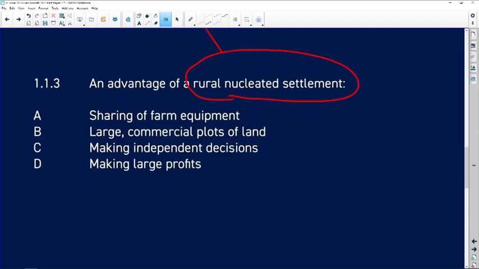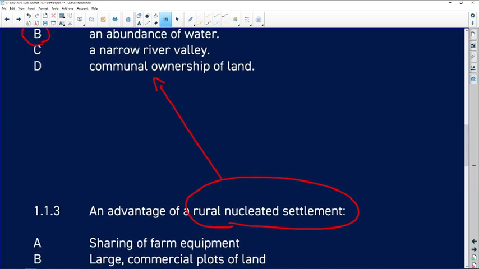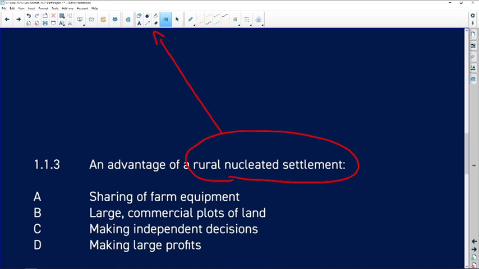Now, if we quickly have a look at question 1.1.3, advantage of a rural nucleated settlement: sharing of farm equipment, large commercial plots of land, making independent decisions, making large profits. Now, first and foremost, immediately, I know B, C, and D will be incorrect. Sharing of farming equipment goes hand in hand with this, communal ownership of land. So a bunch of people can share their farming equipment.